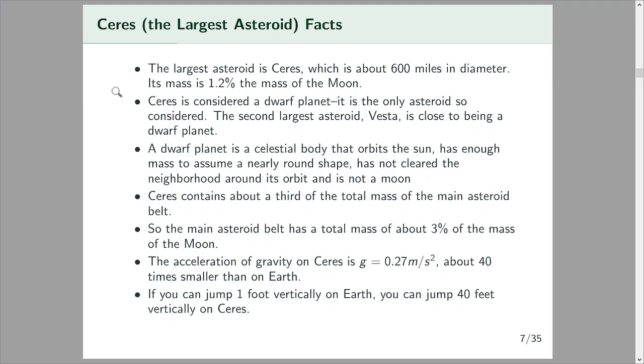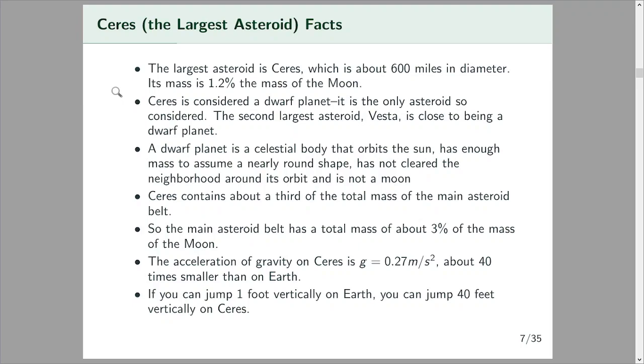Also, a dwarf planet has not cleared out the neighborhood around its orbit and is not a moon. In order to be a planet, you have to clear out your orbit, and that's what got Pluto kicked out of the club. Pluto is surrounded by lots of other stuff, and its gravity isn't strong enough to clear out its orbit. All the rest of the planets did.